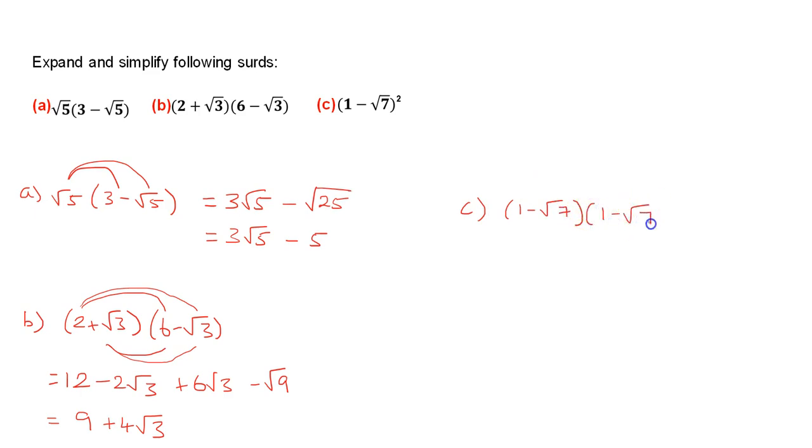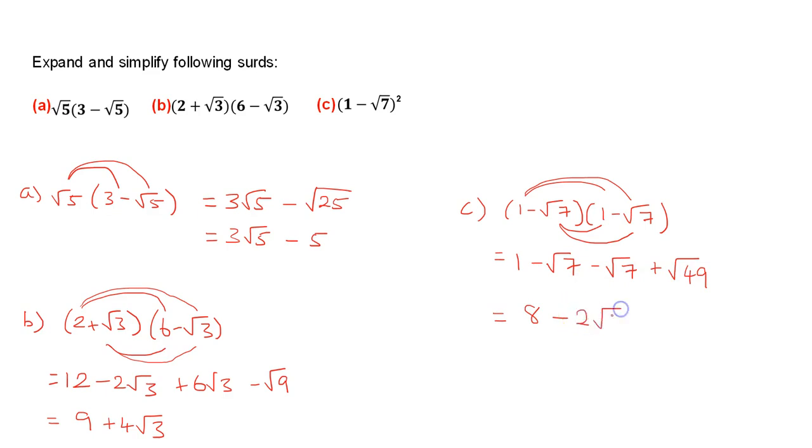And then for C, I've got 1 minus root 7 squared, which will be 1 minus root 7 times 1 minus root 7. So 1 times 1 is 1, minus root 7, minus root 7, and then plus root 49. So minus times a minus is plus. So 1 plus 7, because root 49 is 7, would be 8. And then we've got 2 root 7s that we're taking away. So that's how we expand.